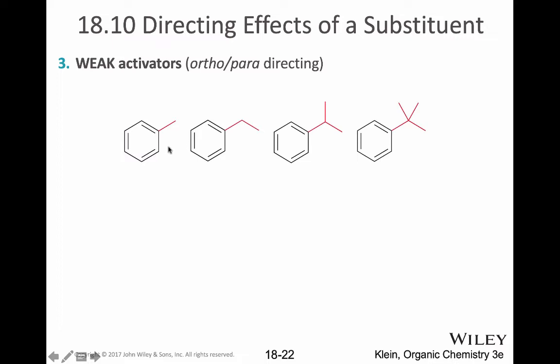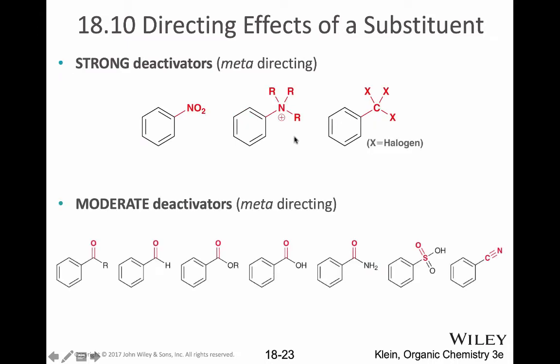Then we have things that are weak activators, and these would be the alkyl groups. The alkyl groups are by far the weakest of the activators. And then we have the deactivators. The strongest deactivators are the nitro group, the ammonium salt, or where you have three halogens on a carbon. Now notice that in all of these cases, there is one commonality between all of these deactivators.